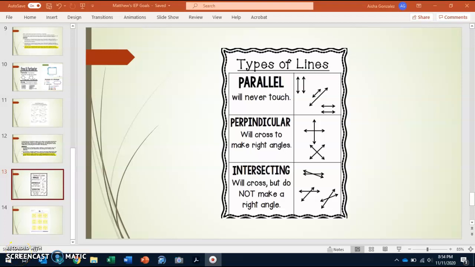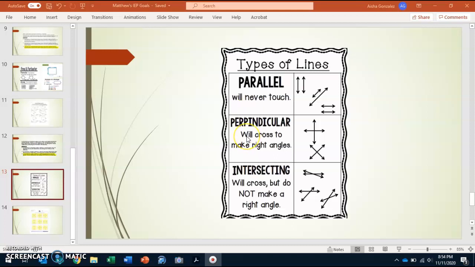Okay, Matthew, so we're going to continue talking about the types of lines. Here they're giving us an example of parallel lines, and parallel lines, if you remember, will never touch. Never. They can be next to each other, but they will never touch.